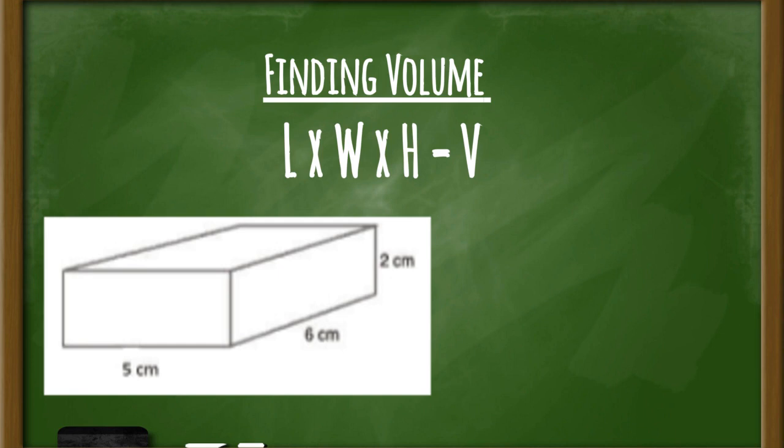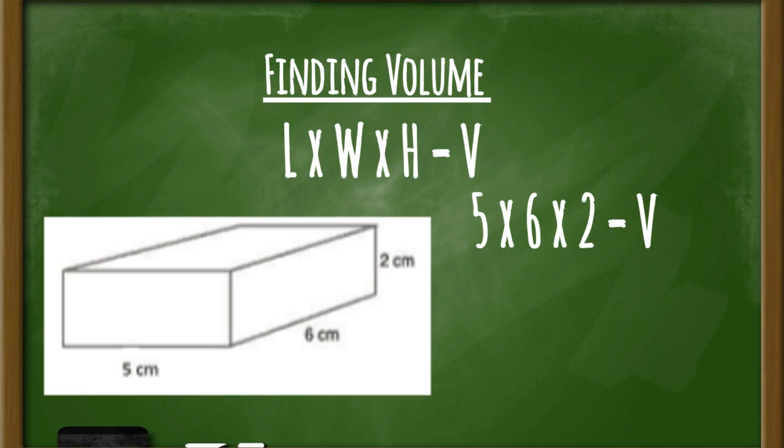Now that we reviewed the formula, let's look at the specific prism I have on the board here. Remember, you don't have to draw these, so just use your eyeballs and look for now. In this rectangular prism, we have a length of 5 centimeters, a width of 6 centimeters, and a height of 2 centimeters. Since we know that information based off of just looking at our picture, let's write the multiplication sentence using these numbers. Our multiplication sentence would be 5 times 6 times 2.